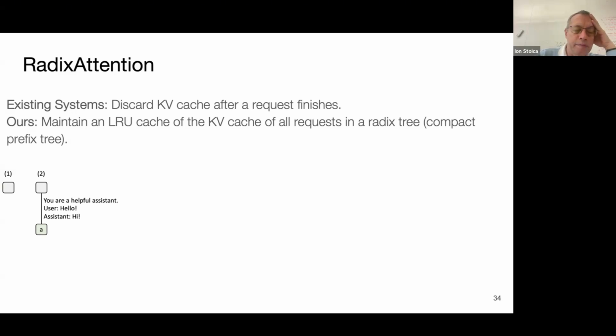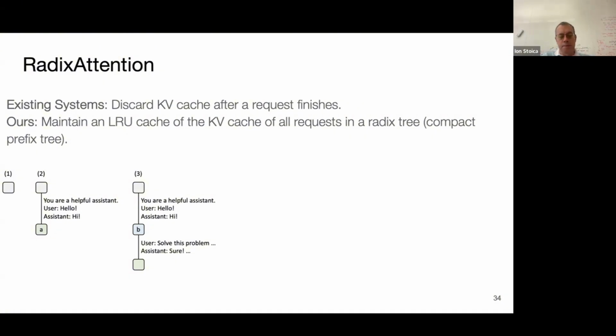Say you are a helpful assistant, and then the user says hello. It's a system prompt, right? Every prompt will be prepended by this, you are a helpful assistant. And then you have one interaction with the user, it's hello and hi. So now this generates a prompt and the output from that prompt. And now assume that you go to the next one, you have another interaction.